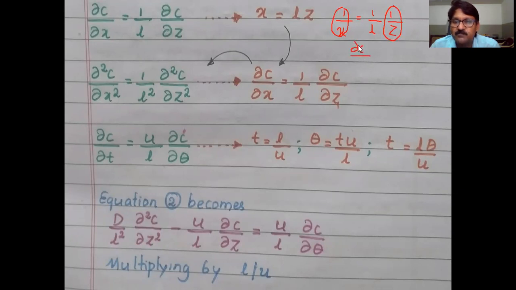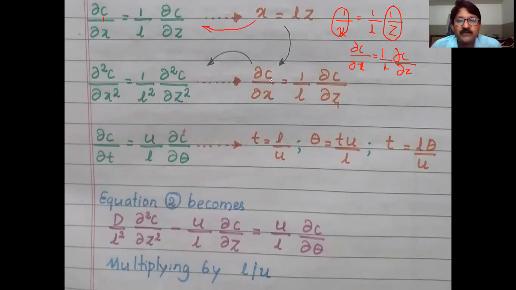So therefore what is important? We want to predict the concentration. Concentration is changing with respect to this. This is equal to 1 by L dou C by dou Z. I want to write with respect to concentration. So therefore, this equation is written by this x.